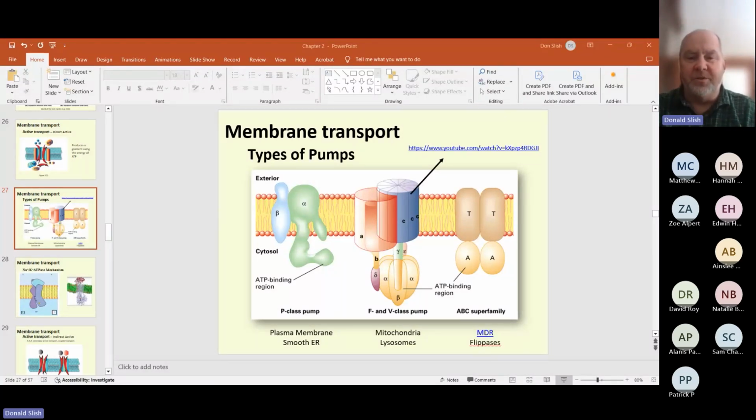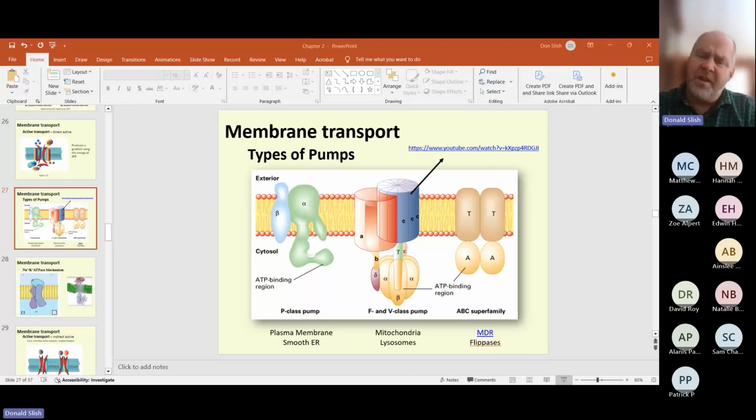Okay, anyway, so those are two different types. And then the third type that's pretty important medically is your ABC type pump. And the reason it's important is because of the MDR. And you can look at that animation later if you want to. But the MDR is the multi-drug resistance protein, which in the danger medically is if it shows up in a cancer cell, the cancer cell pumps the chemotherapy out of the cell and makes it ineffective. So that's kind of an important pump for that reason.